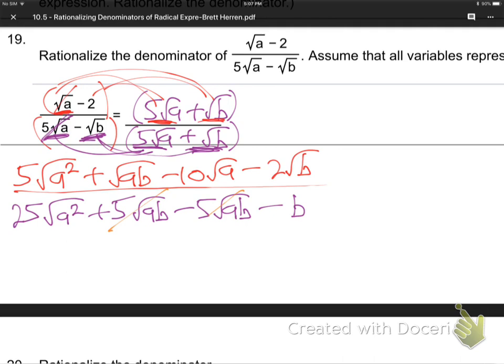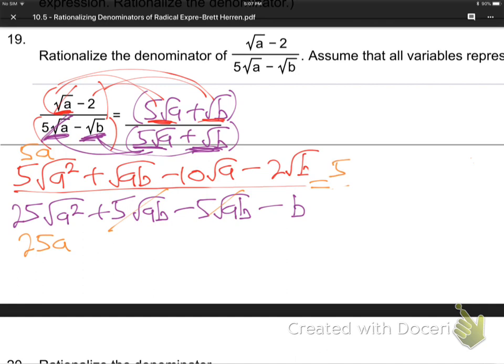And this right here, this is going to be 25 plain a, right? Root of a squared, that's just plain a. Same thing here. This is going to be 5 plain a, root of a squared. So what do we got? We have got 5a plus root ab minus 10 root a. Well, I'm running out of room there. Let me squeeze that in a little bit better.